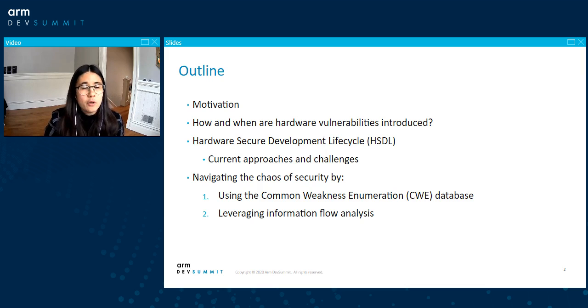I'll begin by providing an overview of hardware security issues, along with how and when hardware vulnerabilities are introduced. Then I'll review the concept of a secure development lifecycle for hardware, along with providing some current approaches that the industry is taking to implement such a lifecycle, along with the challenges and shortcomings of these existing methodologies and tools. Then I will provide you with some guidance on how to navigate the chaos of security by using one, the Common Weakness Enumeration Database, which was recently extended to include hardware, and two, how to leverage information flow analysis for more efficient and effective security verification.